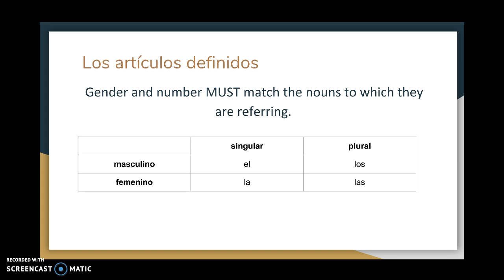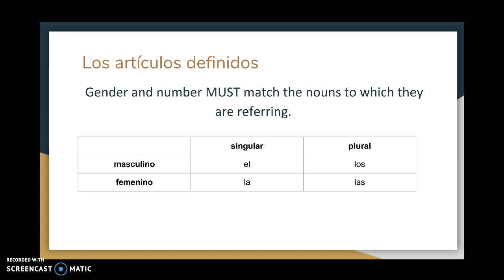Please write down the masculine and feminine, singular and plural, definite articles. Remember that these are the words we use to say the. Once you're done, pause the video again and translate the words from English to Spanish using the vocab sheet for help. Make sure that you're careful as to whether or not the words you're translating are singular or plural. And make sure that your definite articles match.